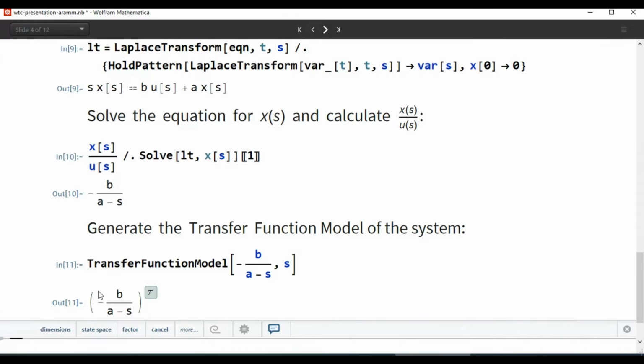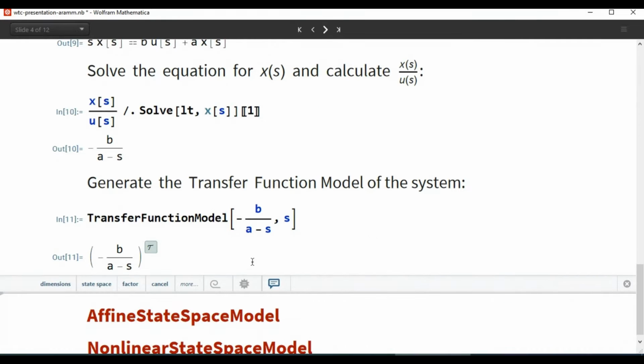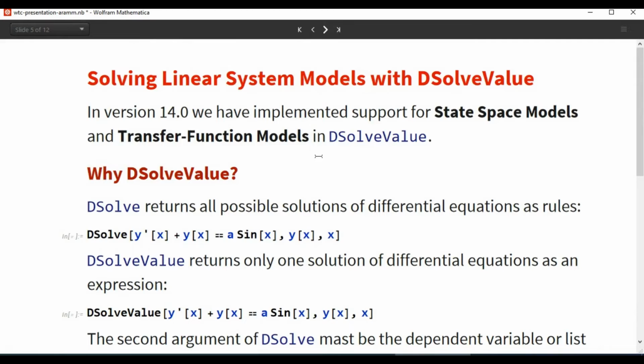And if we want to solve this model, again, we have to extract back the equation from it, and we have to introduce input function and solve it using DSolve or DSolveValue or maybe NDSolve. And in version 14.0 of Wolfram language, we have implemented support for these two linear system models, state space model and transfer function model, inside DSolveValue, which means that now you can simply enter these models into DSolveValue, and you can introduce the input function also inside DSolveValue, and that's it. DSolveValue will get the equations, will solve, and will return responses which we need.